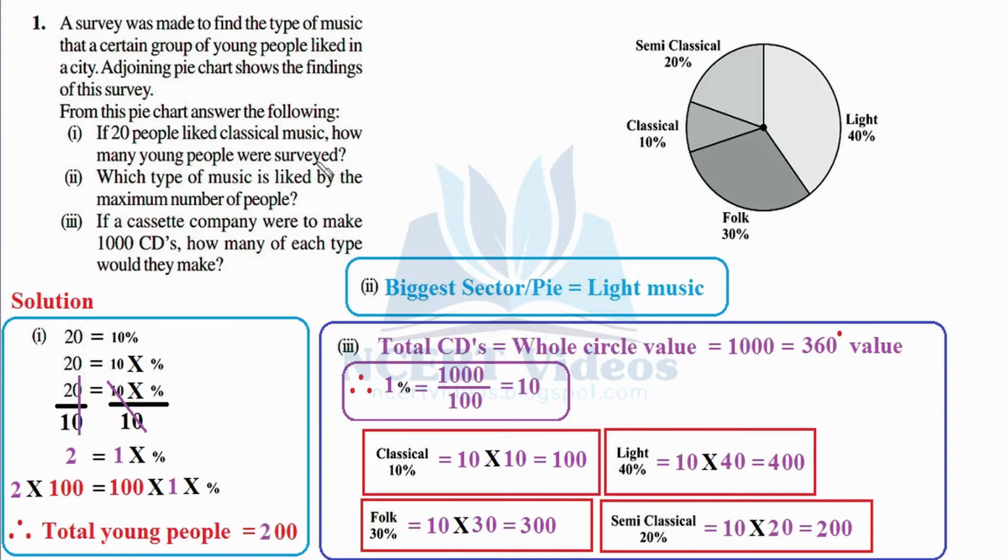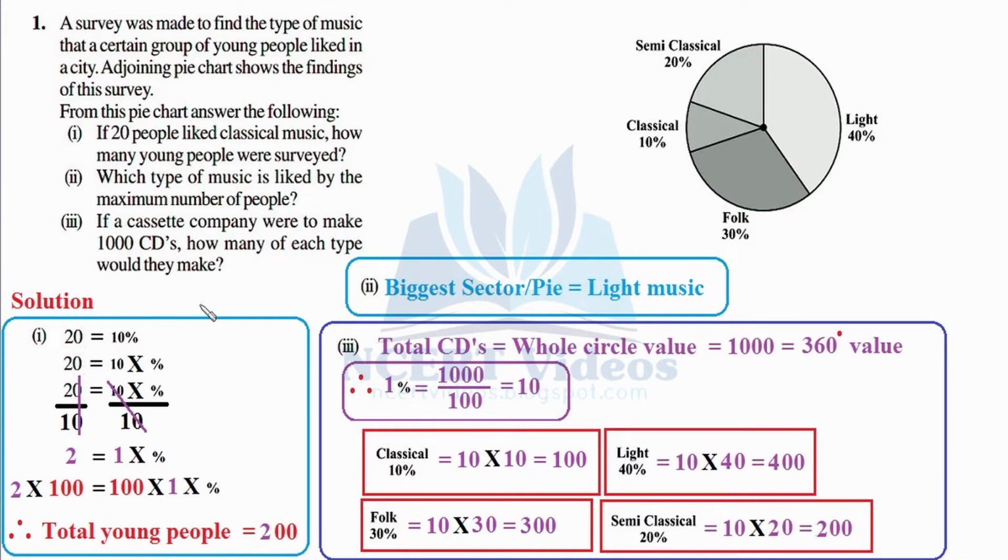That is, 20 people like classical music. That means the value of this classical music, that is 10%, is equal to 20 people. So how many young people were surveyed? Using this information in the question, we need to find the total number of young people surveyed. We just understood this type of question in the introduction part of pie charts.